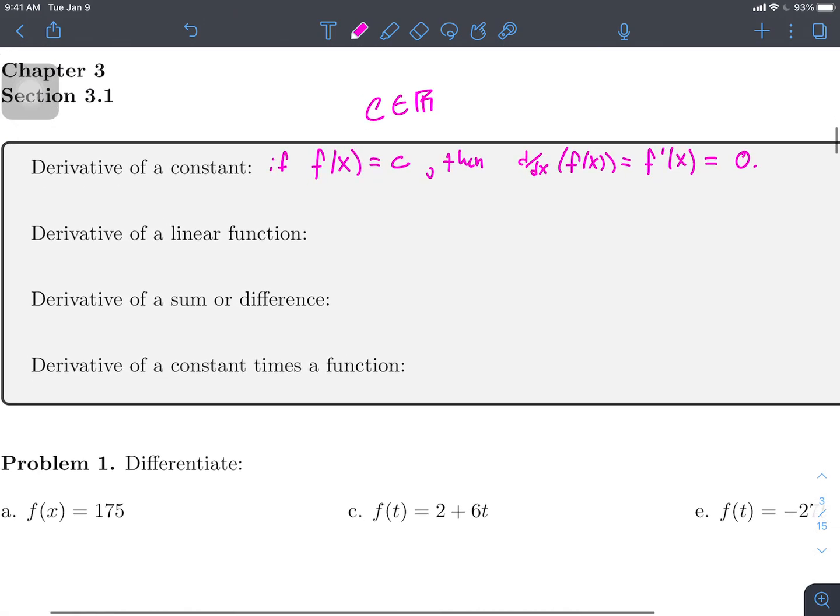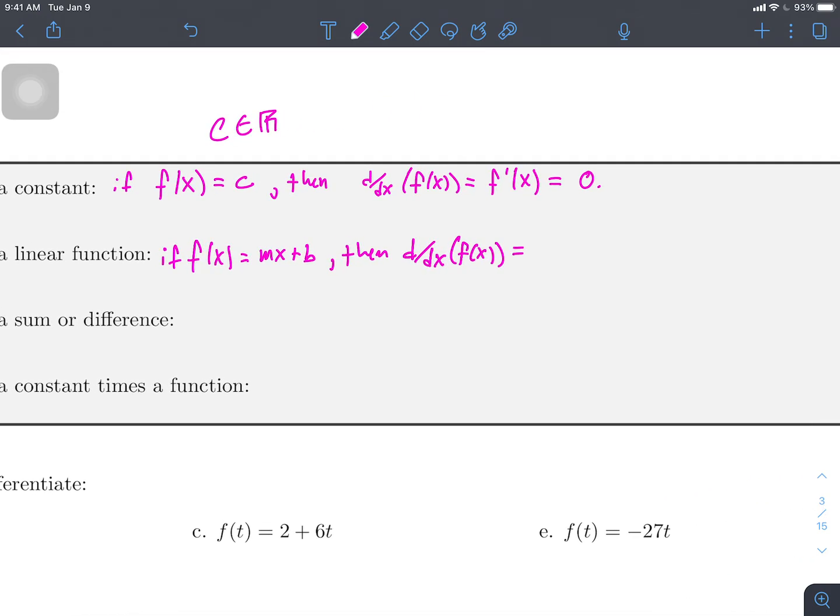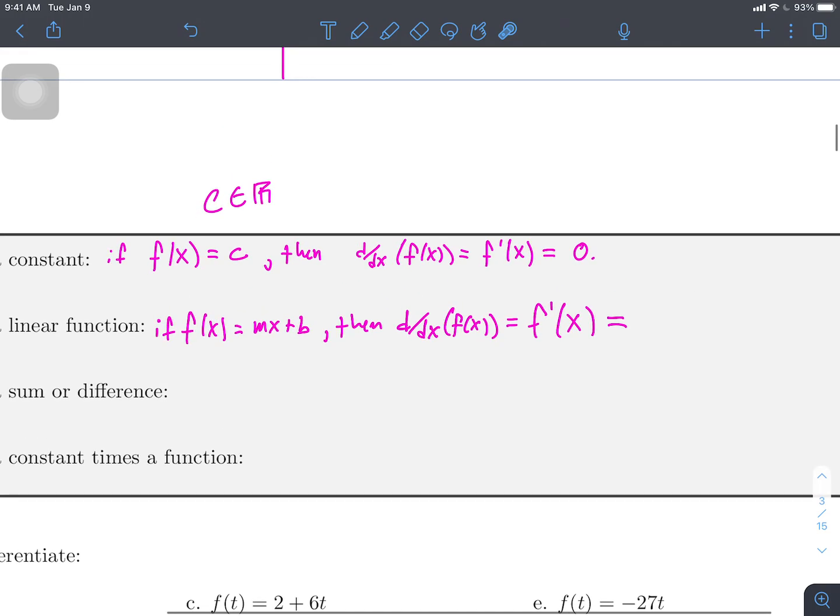Let's move on to a linear function. If f of x equals mx plus b, then the derivative of f of x, which, remember, is just f prime of x, is the new function. If we have a linear function and the derivative is expressing how this function changes as we go from left to right, what do we think we're going to get when we take the derivative of a linear function? Yeah, just the slope, m.